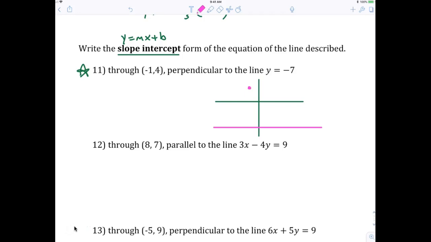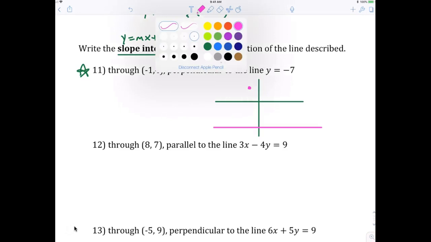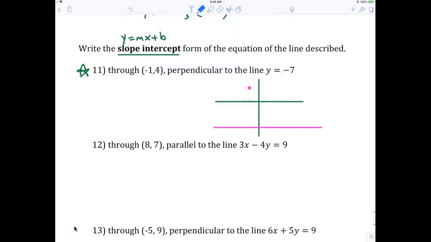So if I'm perpendicular to y equals -7, what type of line am I going to be? Vertical. Thank you. So if I draw that vertical line, verticals are always what? X equals. So what x value does it go through?